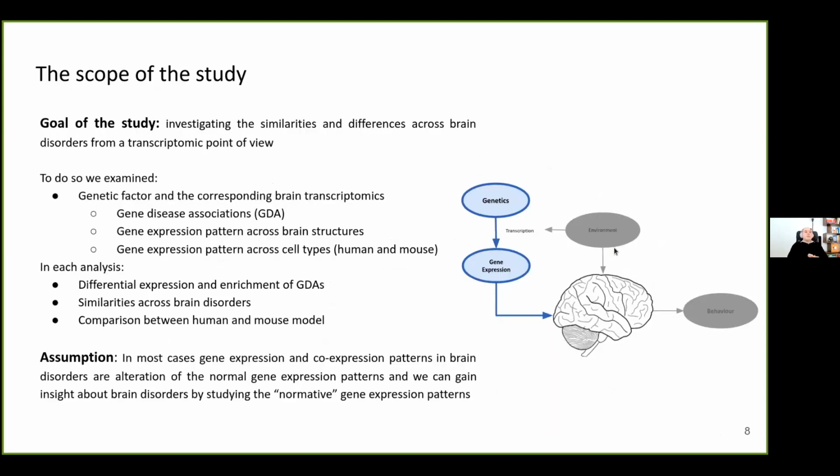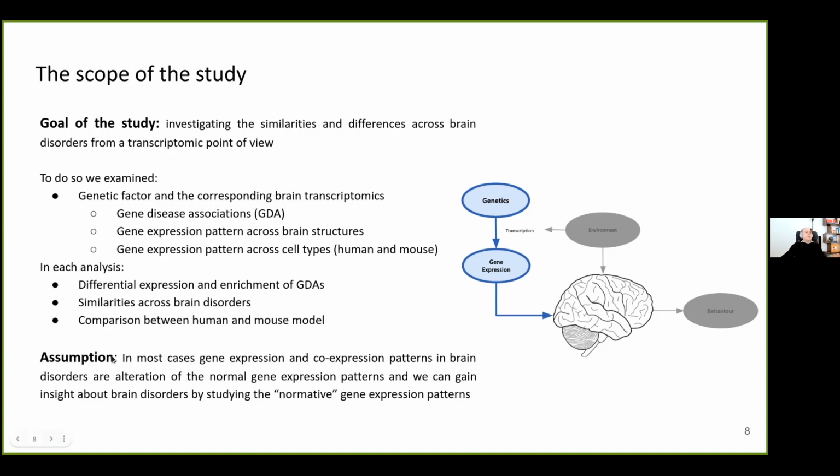So with that in mind, we started our study, and the goal was to get these gene disease associations and investigate the transcriptomic patterns, both at the macro level and also at the cell type level. To do so, we looked at the DisGeNET dataset, which I will introduce, and then we looked at different measures of gene expression, both at macro and micro level. In each analysis, we looked at the differential expression and enrichment of these genes, the similarity of their pattern across different brain disorders, and then at the end, we compared the patterns between human and mouse models.